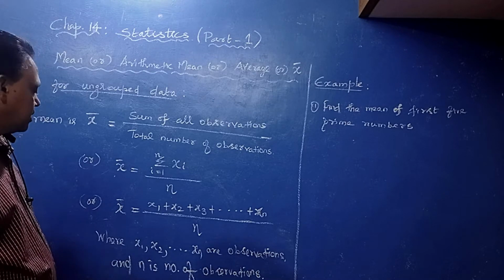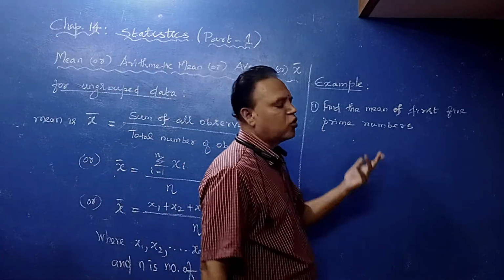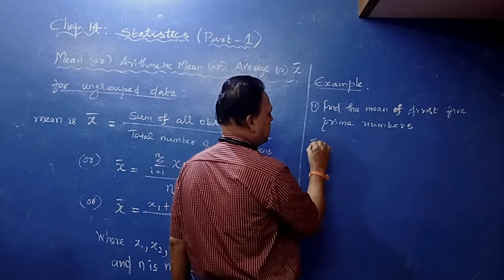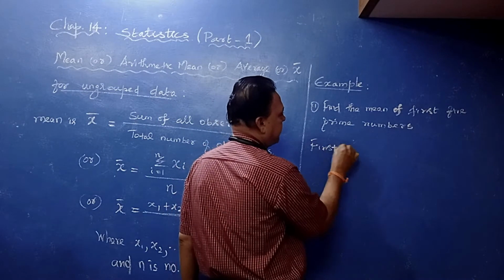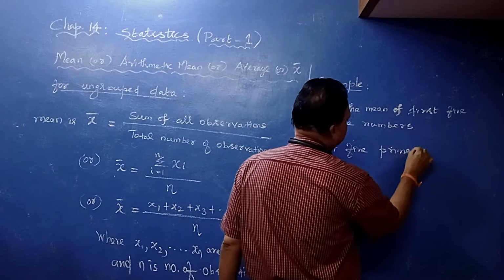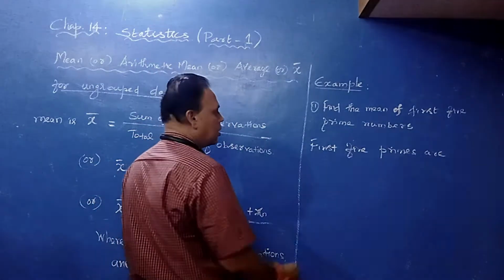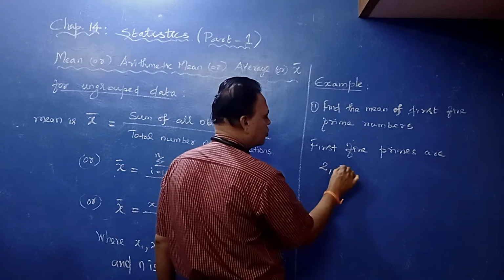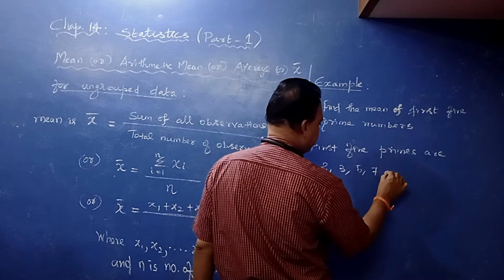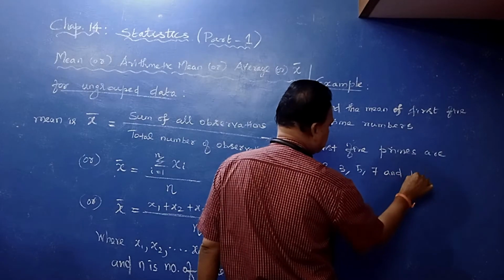Understand? Now we will see some examples. Find the mean of the first 5 prime numbers. You know prime numbers. The first 5 primes are 2, 3, 5, 7, and 11.